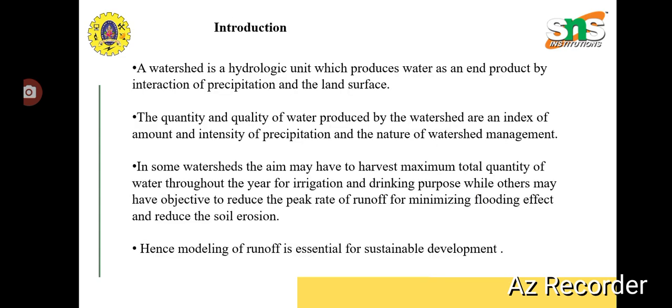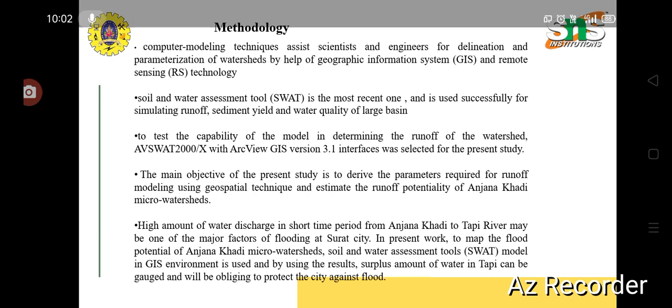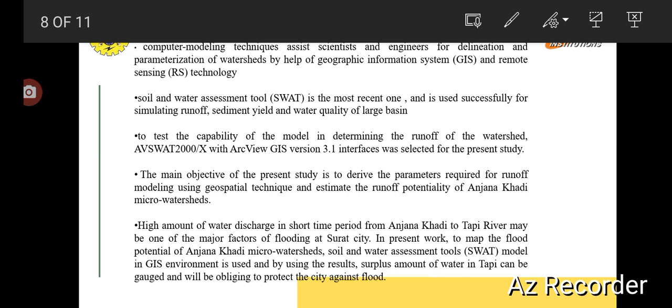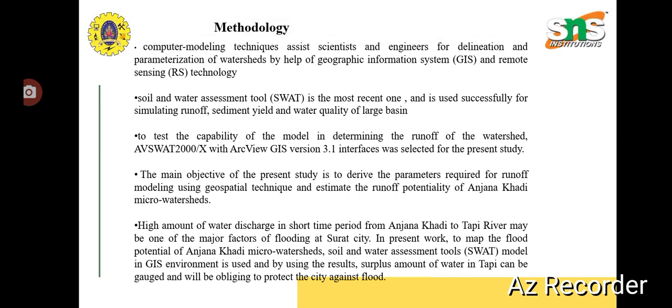As we know, a watershed is a hydrological unit which produces water as an end product by the interaction of the precipitation and the land surface, where the quality and quantity of the water produced by the watershed are an index of the mode and intensity of the precipitation and the nature of management. In some watersheds, the aim may be to harvest the maximum total quantity of water throughout the year for irrigation. The reliable estimation of various hydrological parameters, including runoff for remote and inaccessible areas, is tedious and time consuming by conventional methods. Nowadays, computer modeling techniques assist scientists and engineers in the delineation and parameterization of the watershed.